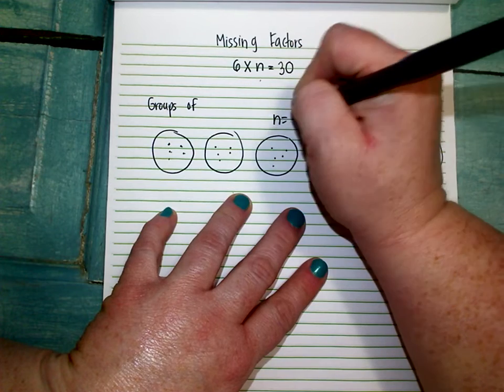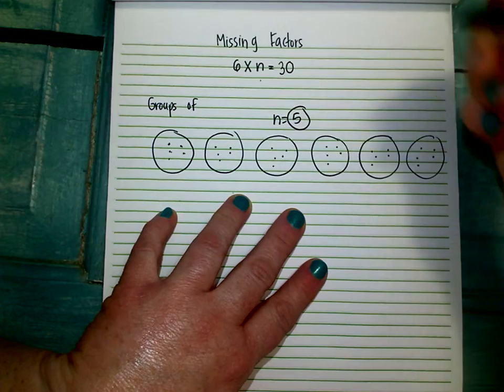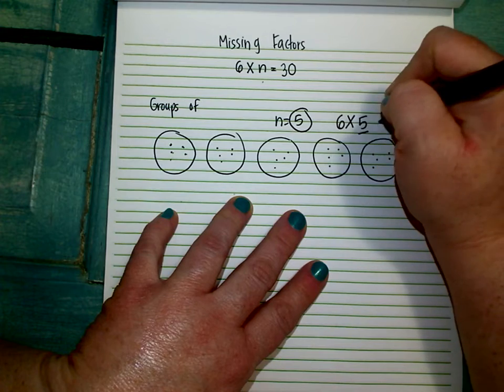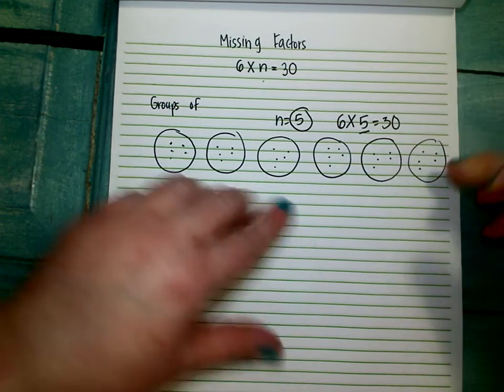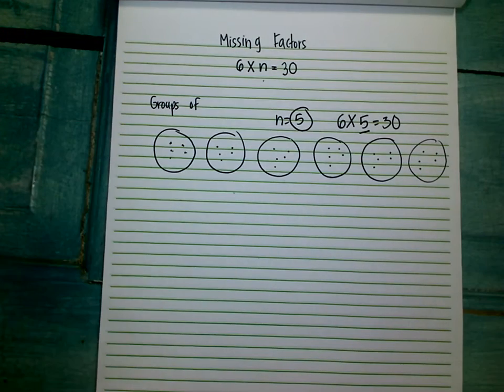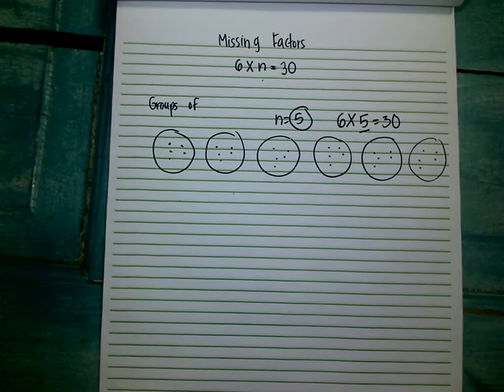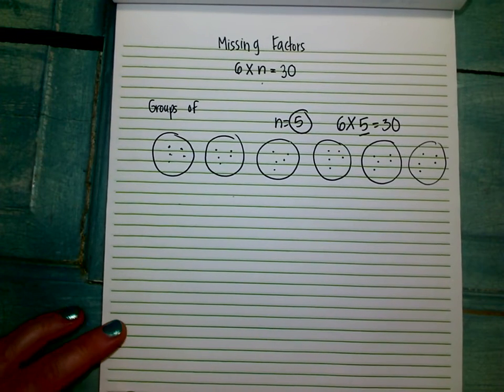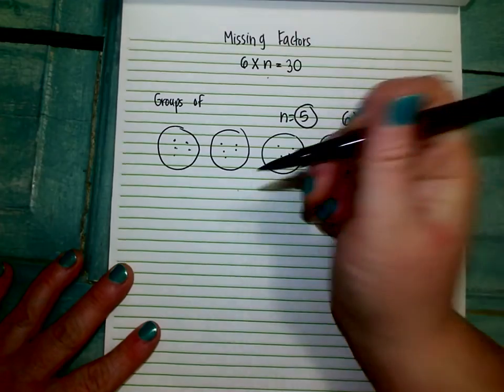So N equals 5. Or if you'd rather, you can rewrite the problem: 6 times 5 equals 30. And I've showed my work. Now maybe I already knew that, but now I've shown my work to show that I was right. All right, and that's really the key here. Show your work.